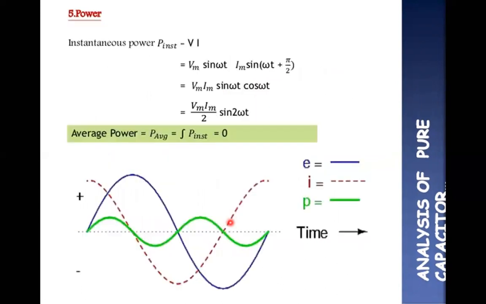So what is instantaneous power? It is V into I. We just substitute V max sin omega t and I is equal to I max sin(omega t plus pi by 2). If you do this mathematics, it comes to Vm Im by 2 into sin 2 omega t. So average power, the integration of instantaneous power, comes as 0. Here you can see the voltage, and the current, which is leading the voltage by 90 degrees. The dotted one represents the current and the green one represents the power.